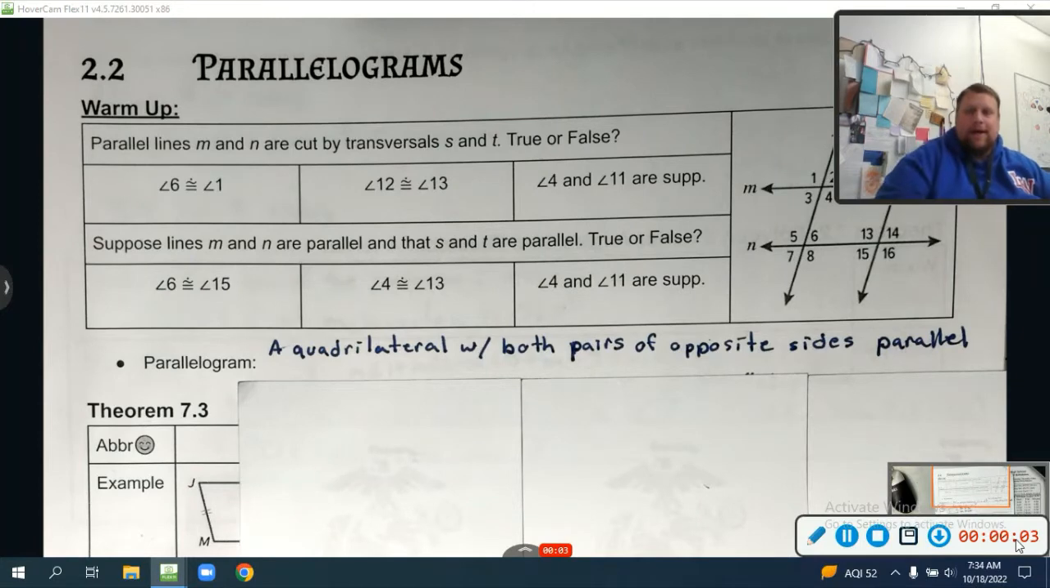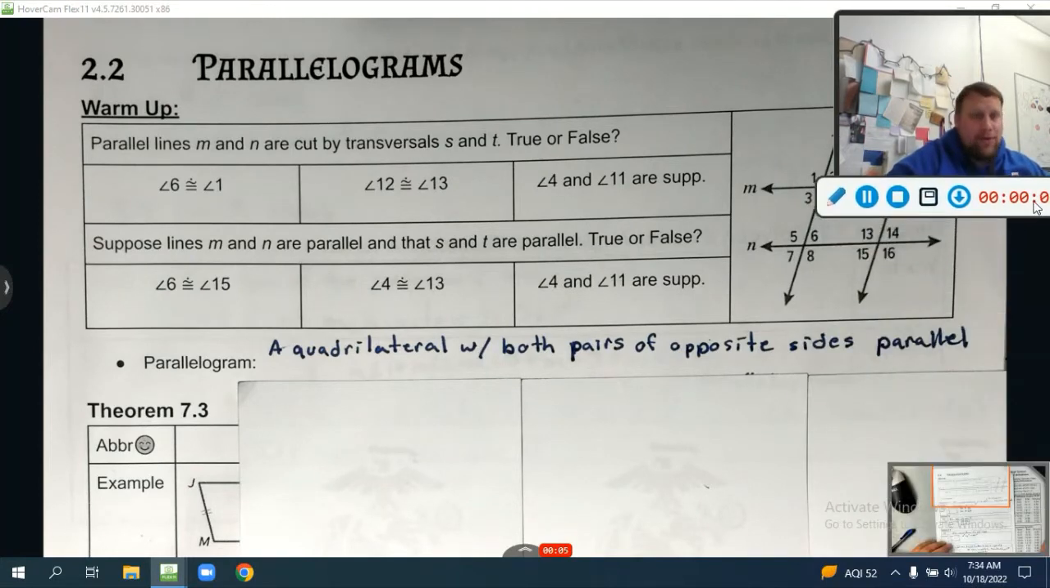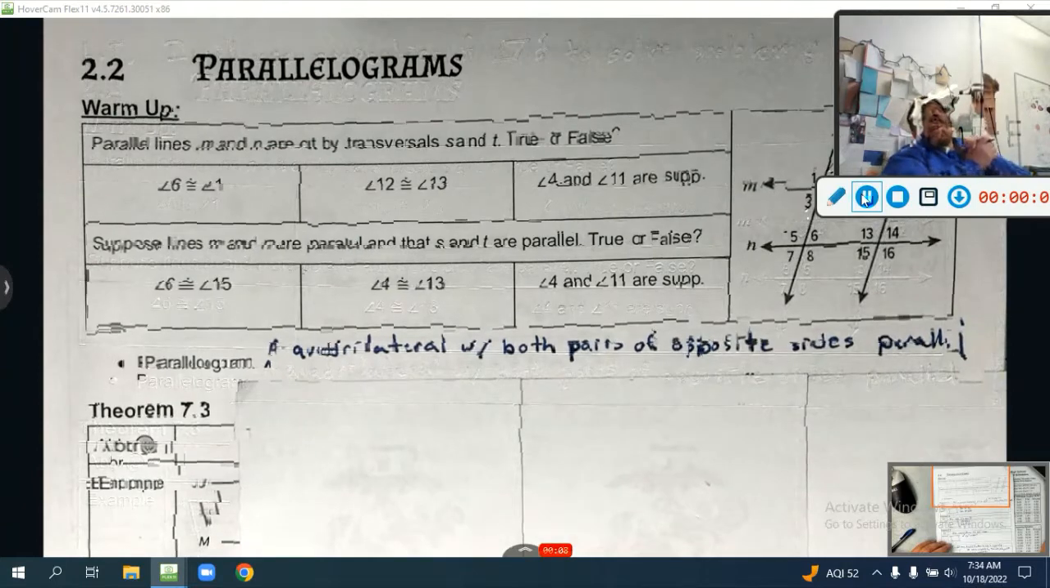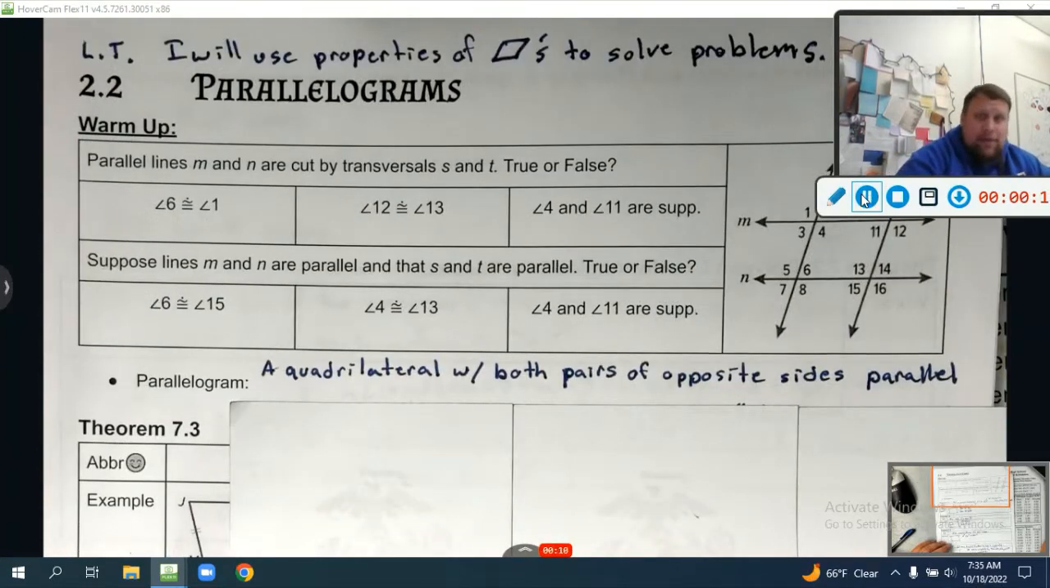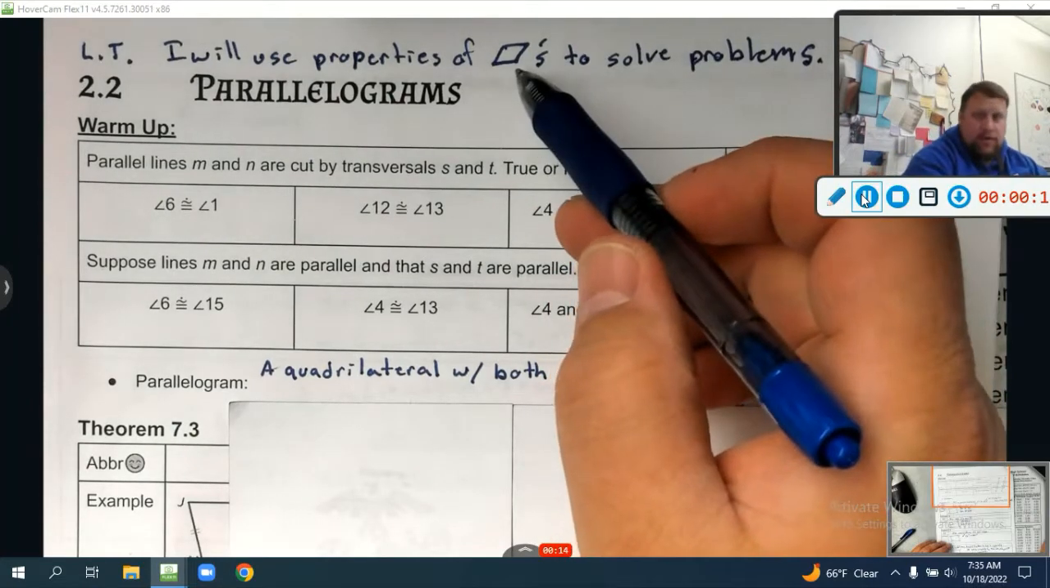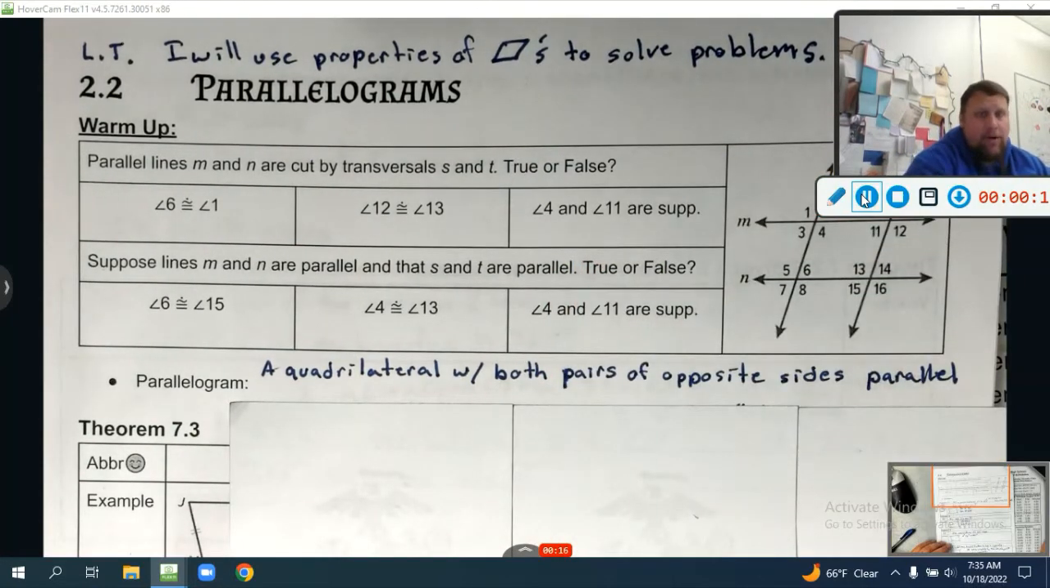All right, welcome to Math 2. And like magic, the learning target appears. I will use properties of parallelograms to solve problems. That little symbol right here stands for parallelograms. If it's drawn better, it helps. Take a minute, do the warm-up, ready, set, go.